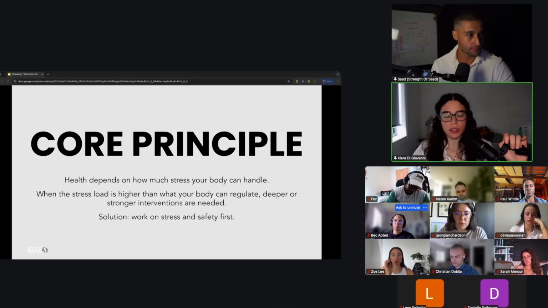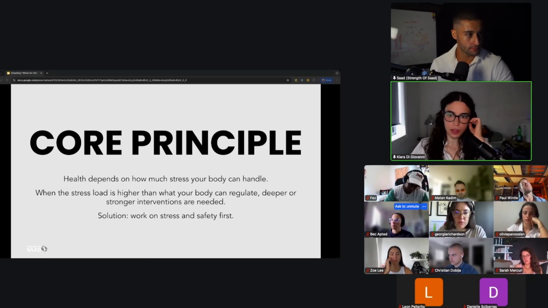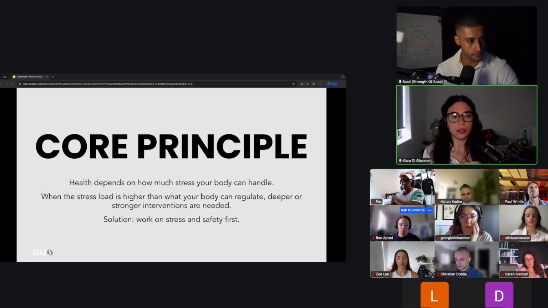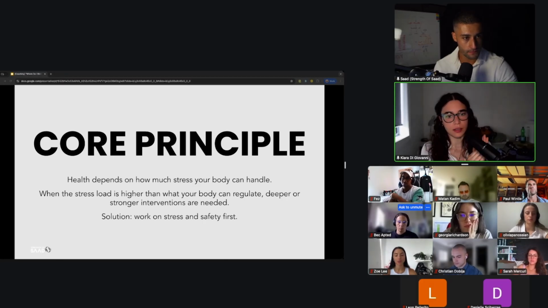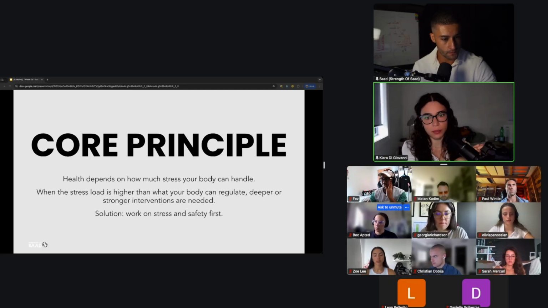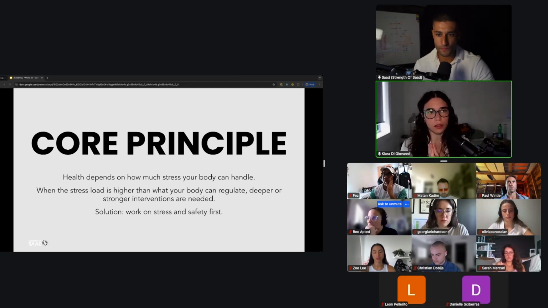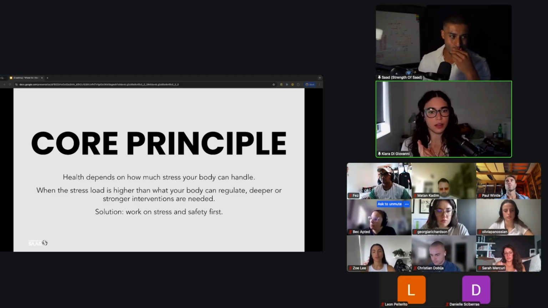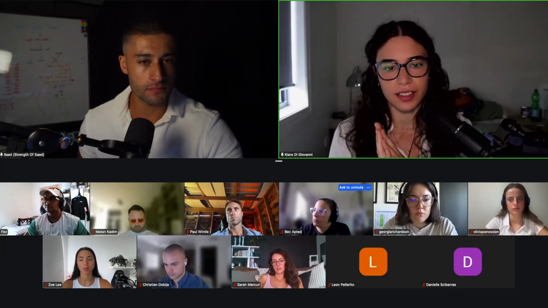This first tier is all about safety and stress and the balance between the two. The principle I want you to keep in mind is that your general health and vitality depends on how much stress your body can handle, not just emotional stress, but also physical stress. When that stress load is higher than what your body can handle, things start to become way more complicated and harder, and you're going to need so many more interventions. I experienced this myself with my sleep. If I'm stressed out, I need to throw the whole kitchen sink at it to get a good sleep.